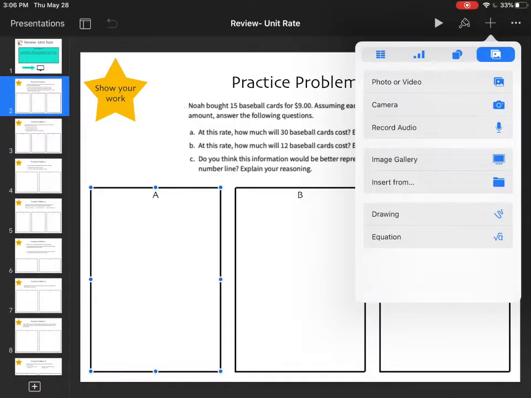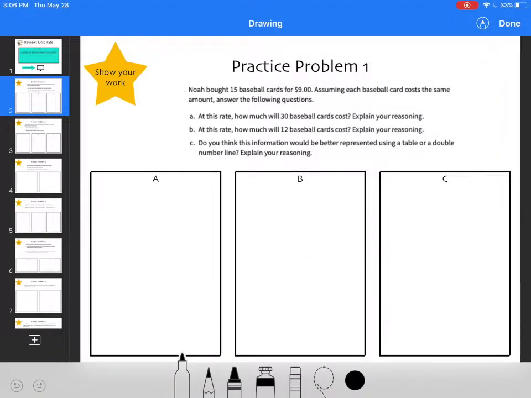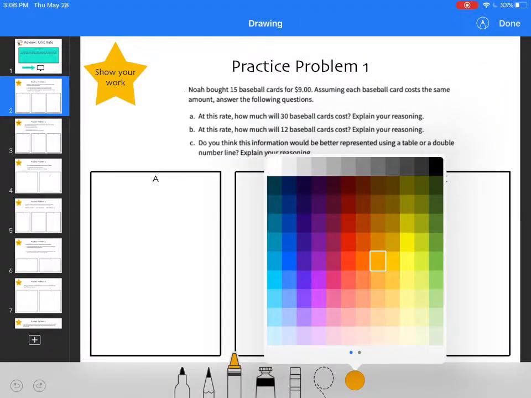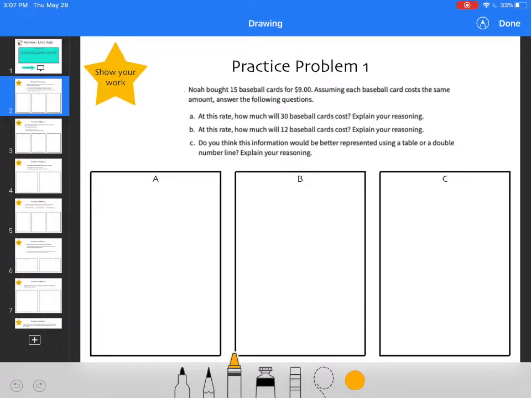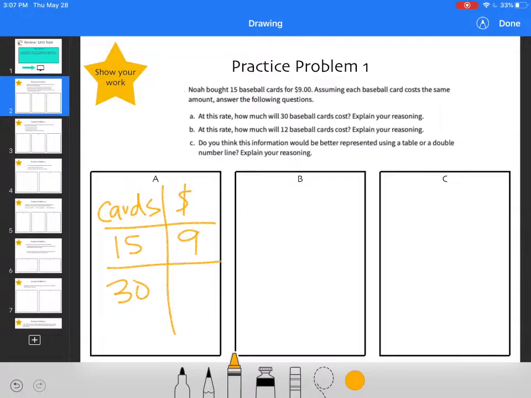So I have a cost. I know the cards and the cost. So I know that 15 cards cost $9. I want to know what 30 cards cost. So I can multiply this side by 2, multiply this side by 2, and I get $18.